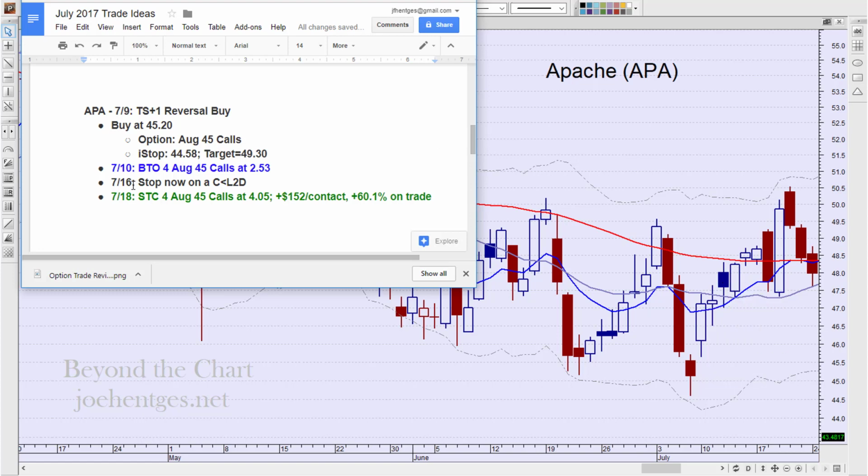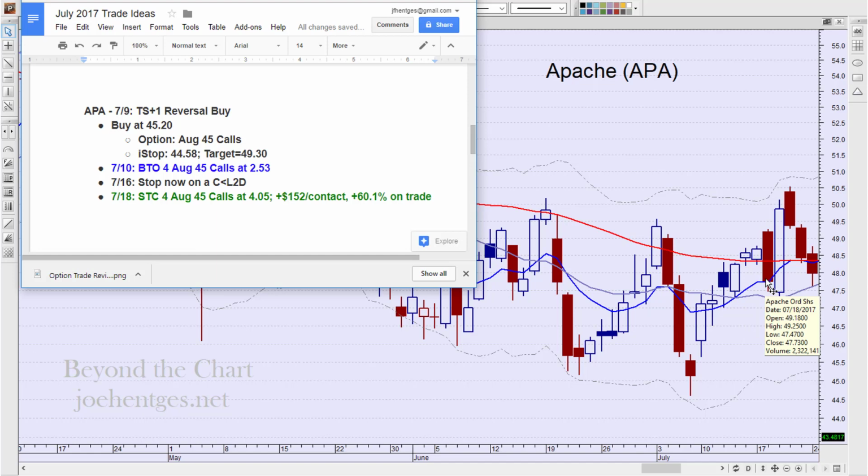And after, on the 16th, it's again the following weekend. I said, okay, I've been in this for 5 days. This hadn't moved as strong as I thought it might. And so I said, I'm going to use a close below the low 2 days ago. Well, it turned out that on Tuesday, the 18th, that's exactly what happened. We got a close below the low 2 days ago, and I exited.